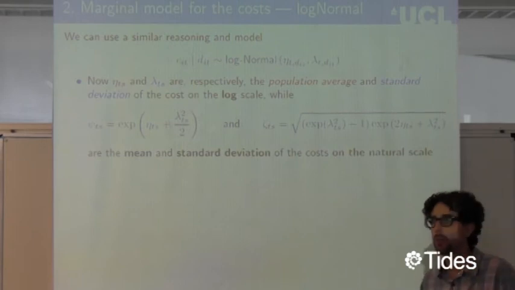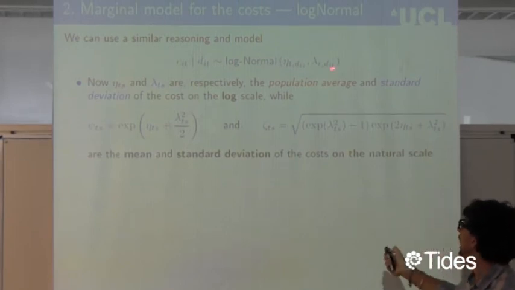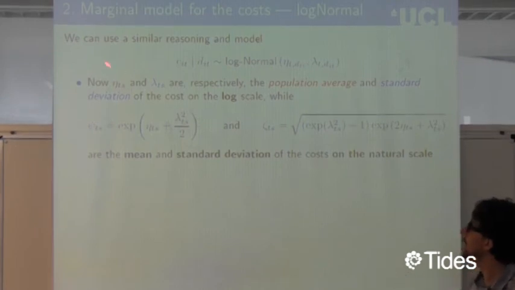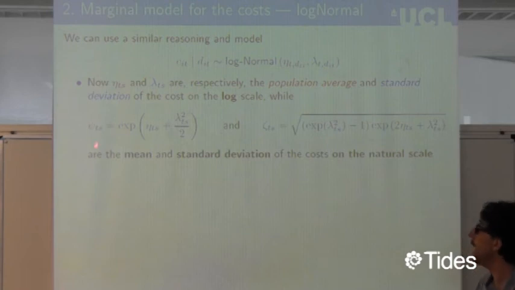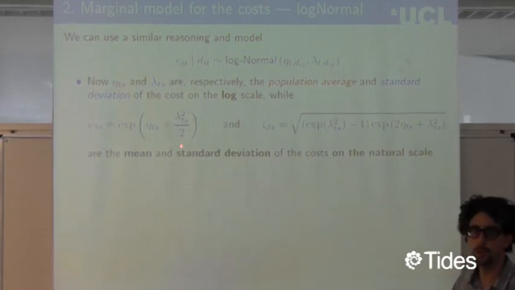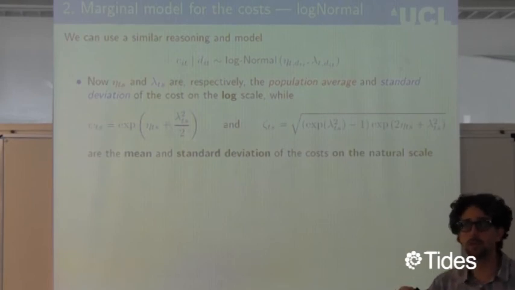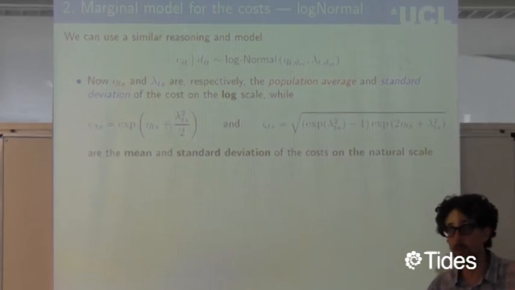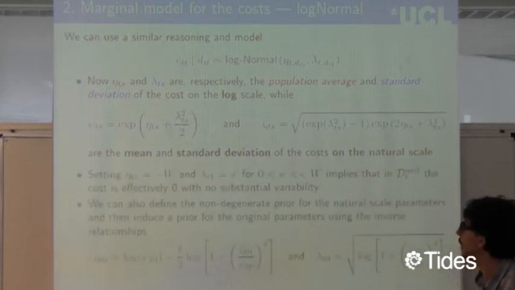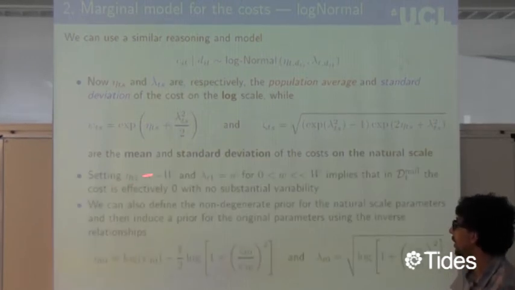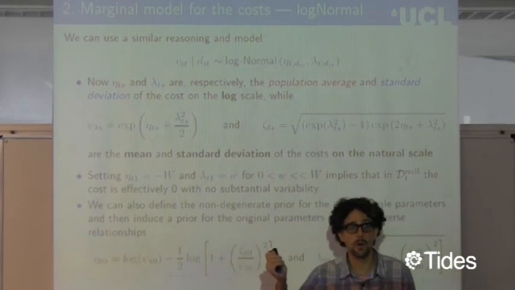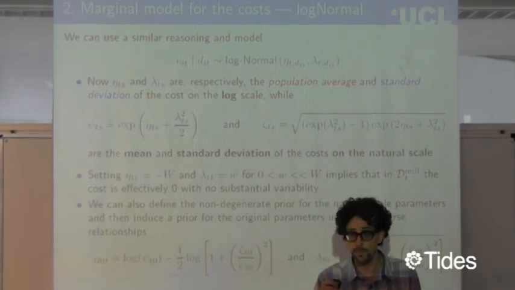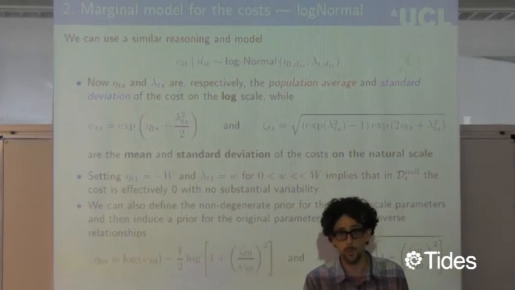Very quickly, you can do a similar reasoning for the log normal distribution. Again, I have this nested index. In this case, these natural parameters are just the population average and the standard deviation on the log scale, by definition of the log normal distribution. But again, I do have a closed form expression to transform these parameters to the natural scale, to the average and standard deviation of the costs rather than the log costs. So again, I can set these two parameters, eta and lambda, to some values so that the prior is really strong, and for the people with 0 costs, the estimation will be invariably 0, which is what I want.